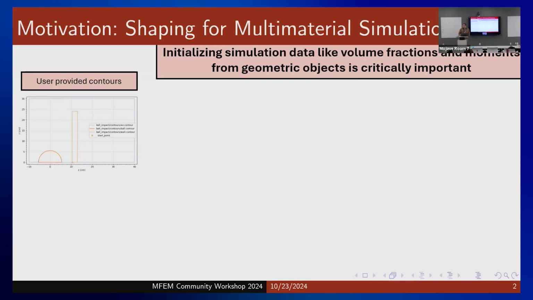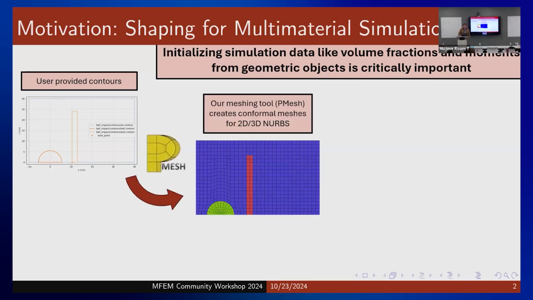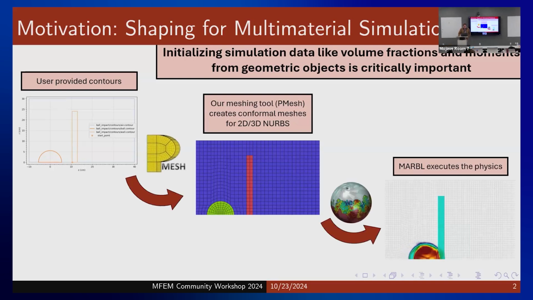This process is much more straightforward when the meshes you're dealing with are all conformal, which is why tools like Bezier exist. And so then you can use these to get your volume fractions right away and send them to your physics code like Marble.